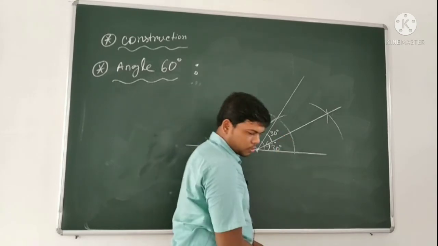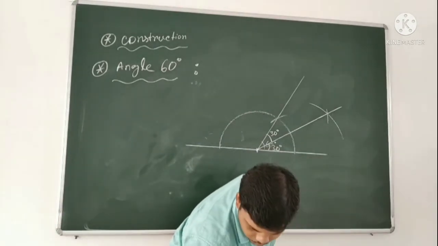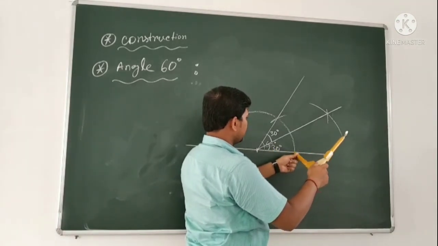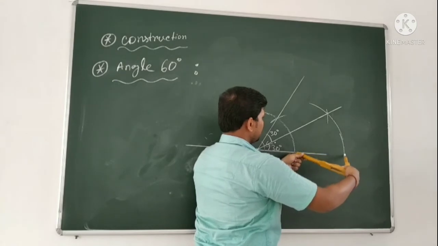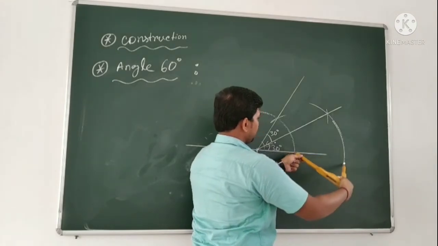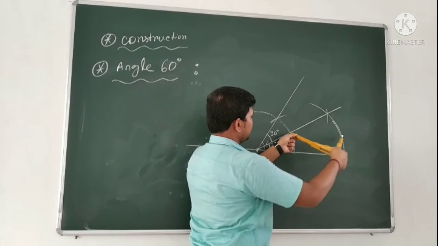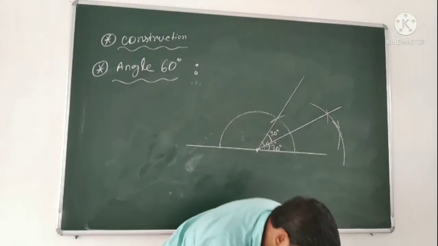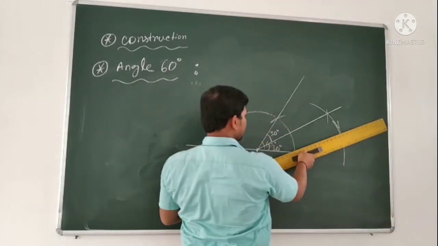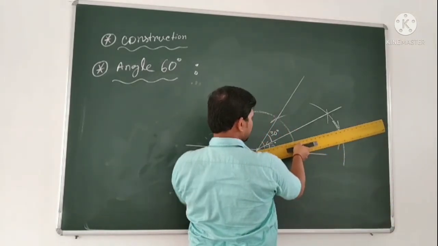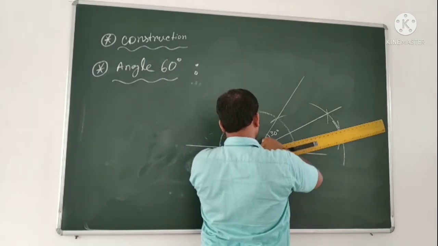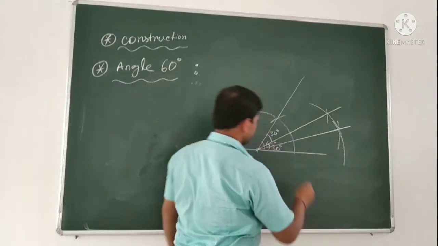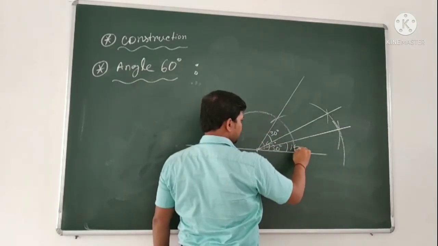Again, if I bisect this 30-degree angle, then we can find the 15-degree angle. Suppose just put your compass here. Again put your compass here. If I connect these 2 points, then this angle will be 15-degree.